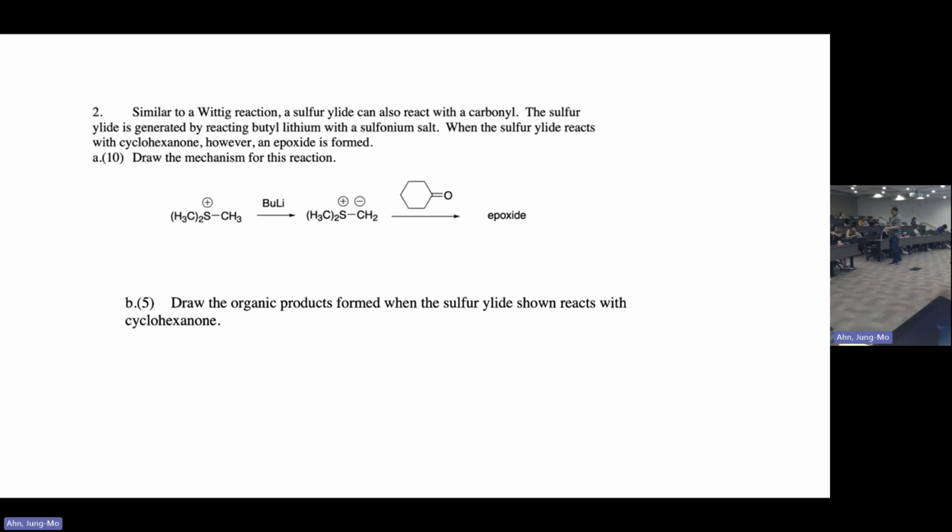So what would be the first thing to happen? Right? The same thing as the Wittig reaction. This is a carbanion, a carbon with high electron density. That's a nucleophilic carbon. And then we've got the electrophilic carbonyl right there. So just like a Wittig reaction, the first step is that this nucleophile attacks, making a tetrahedral intermediate.